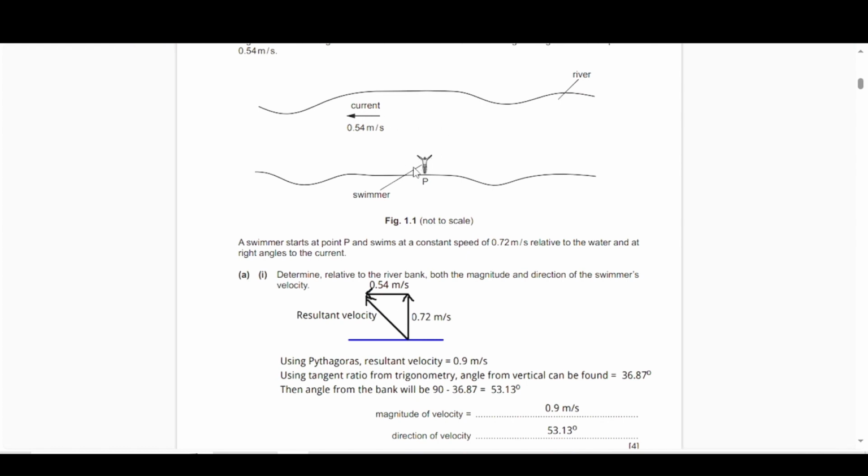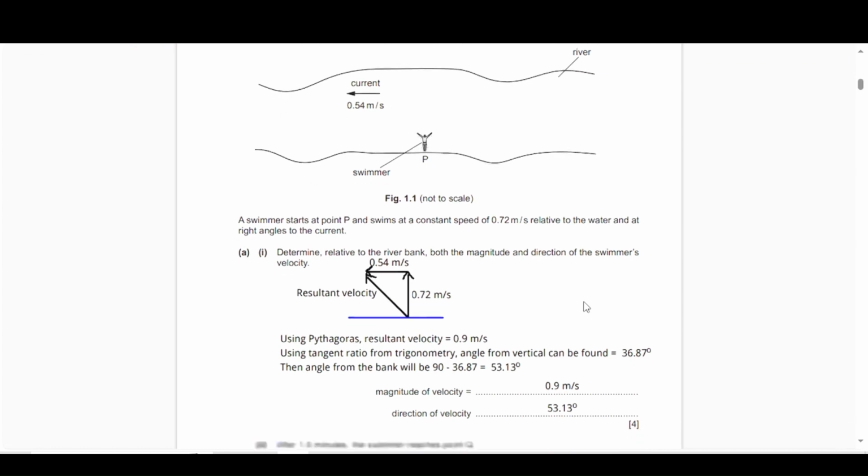And that makes sense because if this guy starts off here and he's swimming upwards, and then there is a current that's flowing from right to left, then he's going to be going upwards still, but more to the left, which is what this resultant velocity is showing.